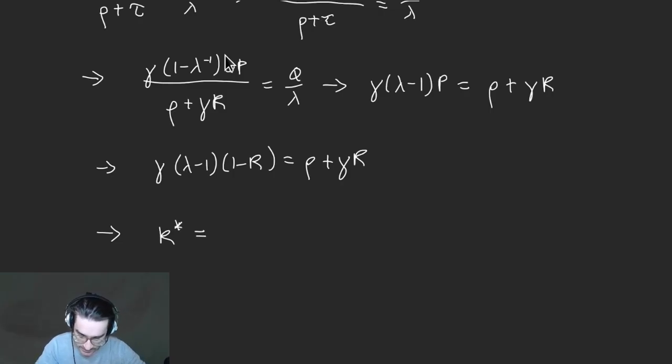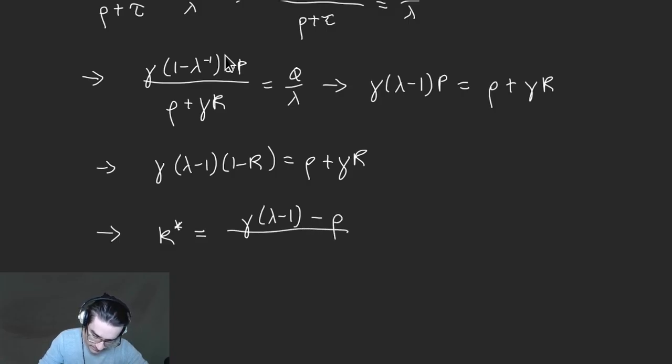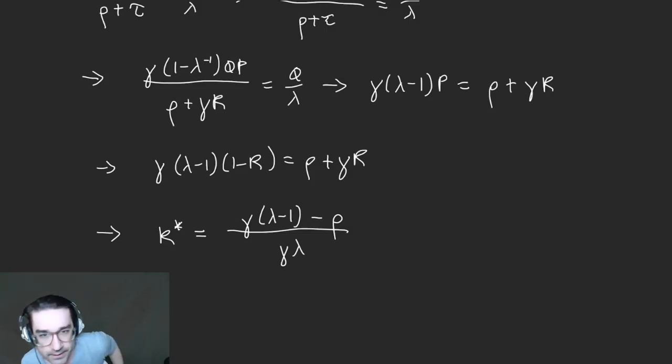What do we get? Not particularly exciting. You get some partial cancellation, but at the end of the day you get gamma times lambda minus one minus rho, over gamma times lambda. Let's see if that's the right answer. That's the right answer, that's what the slide said. So that's our solution for R star.